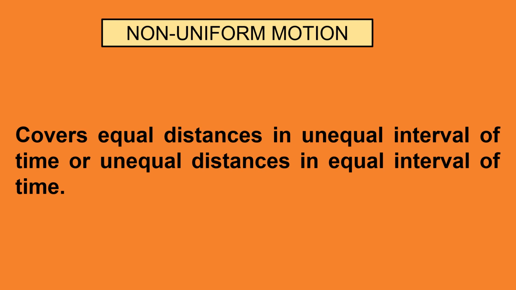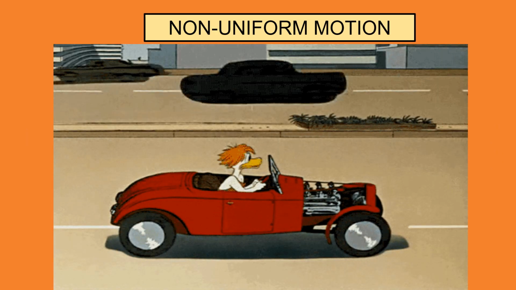To summarize non-uniform motion, it's a motion when an object covers equal distances in unequal intervals of time, or unequal distances in equal intervals of time. This means we can keep one quantity constant and observe changes in the other quantity. It is the most common type of motion that we can observe in our surroundings.